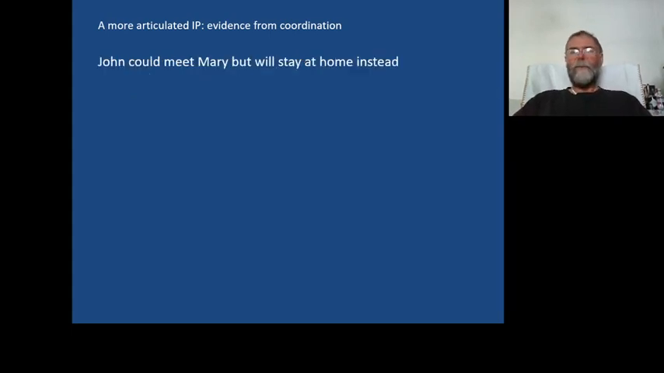Now, with that in mind, consider this sentence. John could meet Mary, but will stay at home instead. Okay, what's being coordinated here? We've got this conjunction but, which works similarly to and. There's a slight difference in meaning, but syntactically it works the same. Two phrases can be coordinated by but, so what is actually being coordinated here?